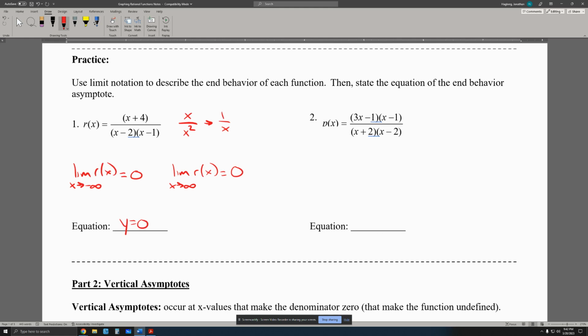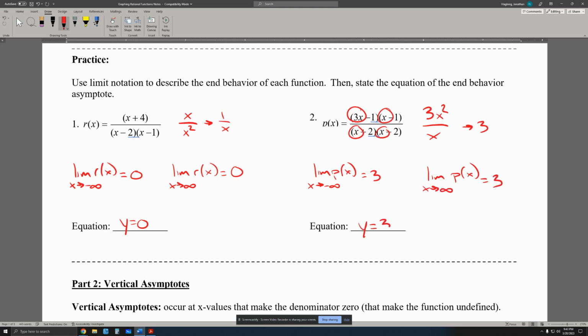And finally, p of x, here we have our dominant term in the numerator is 3x squared, and our dominant term in the denominator is x squared. So this is going to approach the finite value 3. So the limit of p of x as x approaches negative infinity is equal to 3, and the limit of p of x as x approaches positive infinity is also 3. So the end behavior asymptote here is 3.